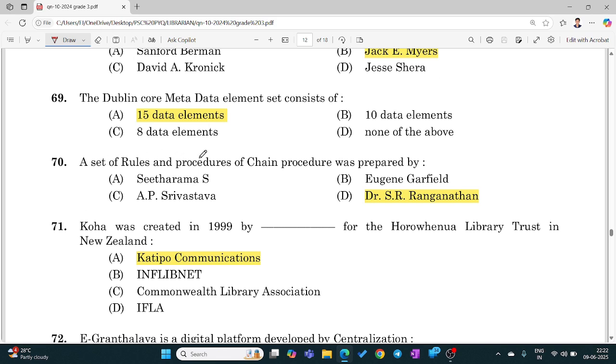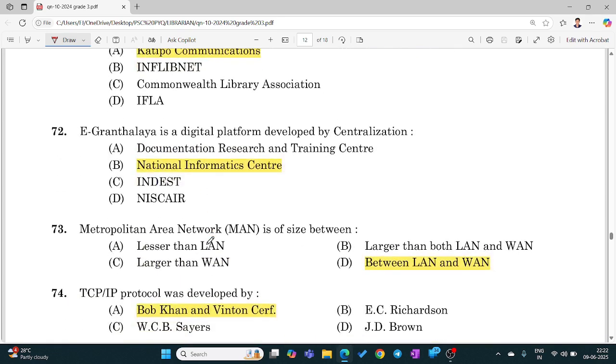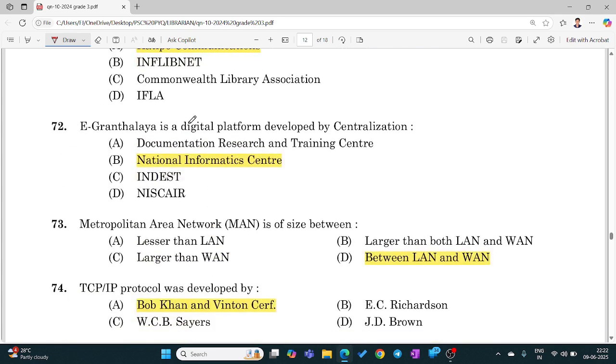A set of rules and procedures of chain procedure was prepared by Dr. S.R. Ranganathan. Koha was created in 1999 by Katipo Communications for the Horowhenua Library Trust in New Zealand. e-Granthalaya is a digital platform developed by the National Informatics Centre.